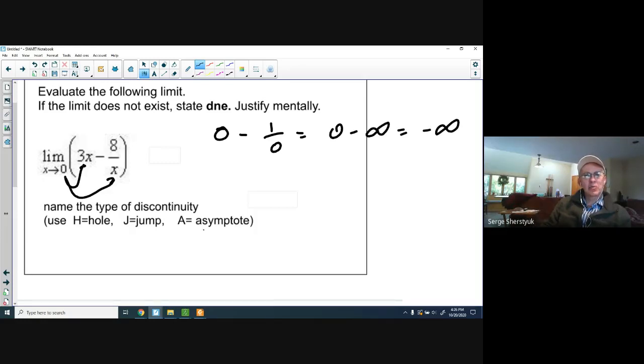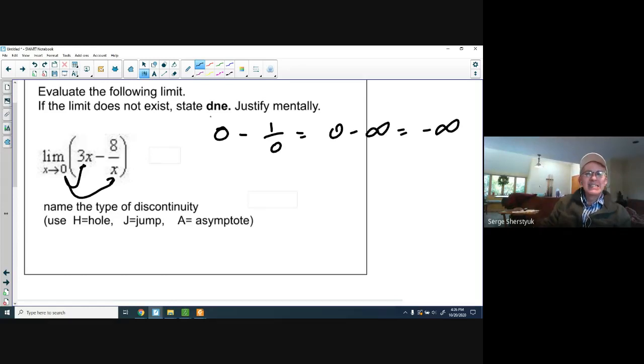Well, it's an asymptote, right? I don't think there's anything I could do here to cancel out, to make a whole out of this. Yeah, on this, for sure, there's nothing I could do about it. There's nothing to cancel. There it is. So the answer there is name the type. Oh, let me answer this.